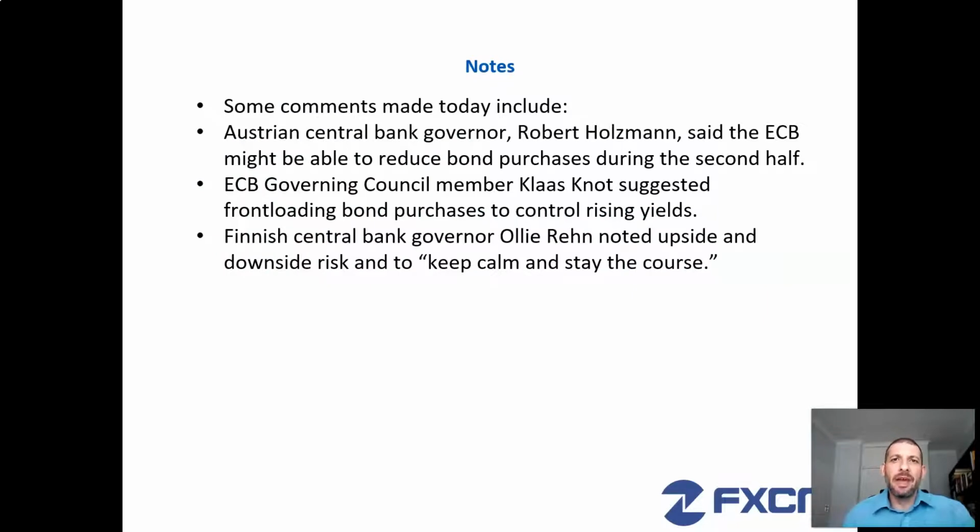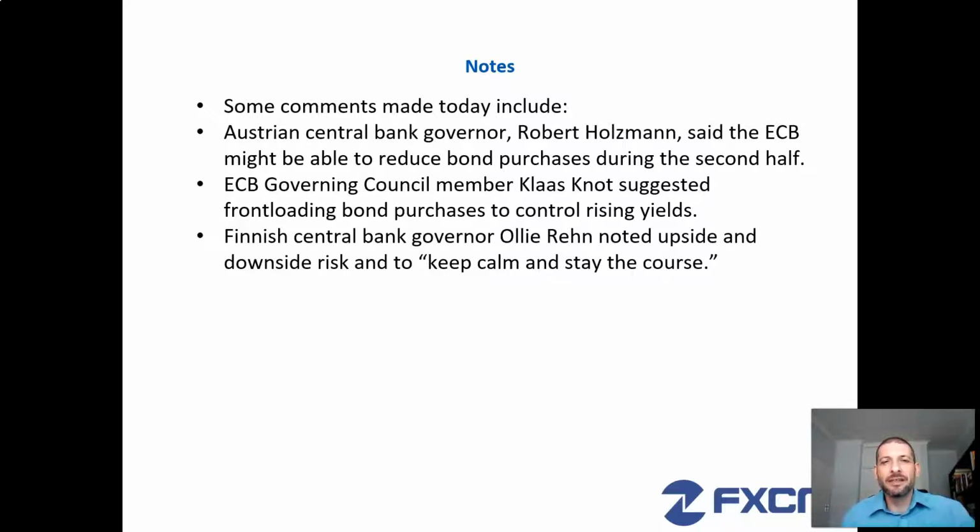To start, there have been some interesting comments made today, the first being by the Austrian Central Bank Governor, Robert Holzmann, and he said the ECB might be able to reduce bond purchases during the second half. We also note a comment by ECB Governing Council member Klaas Knot, who has suggested front-loading bond purchases in an effort to control rising yields. And finally, we've got the comments by Finnish Central Bank Governor Olli Rehn, who has noted upside and downside risks and has stated, keep calm and stay the course.